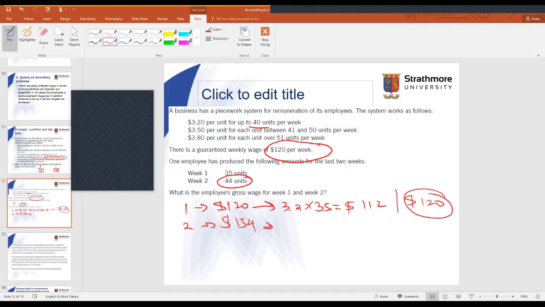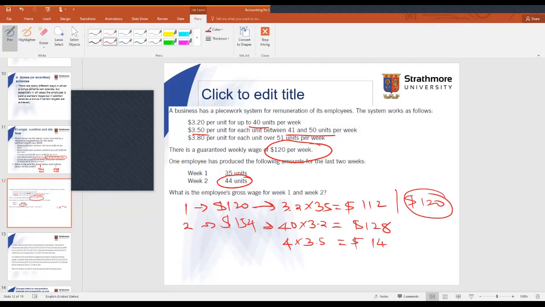In week 2, the employee has produced 44 units, and we are told that for the first 40 units, the pay is 3.2. Therefore, for the first 40 units, there will be 40 times 3.2, to give us how much? $128. But the employee produced 44 units, so there are 4 more units, and for any extra unit between 41 and 50, the pay per unit is 3.5. So 4 times 3.5 gives us $14.